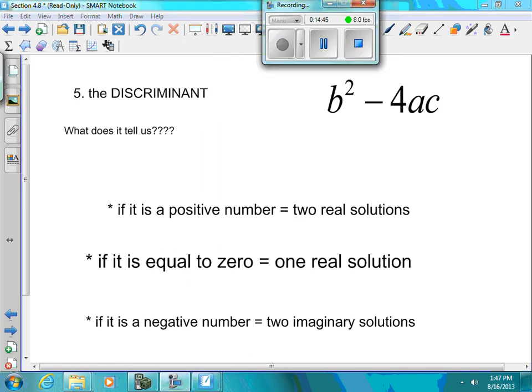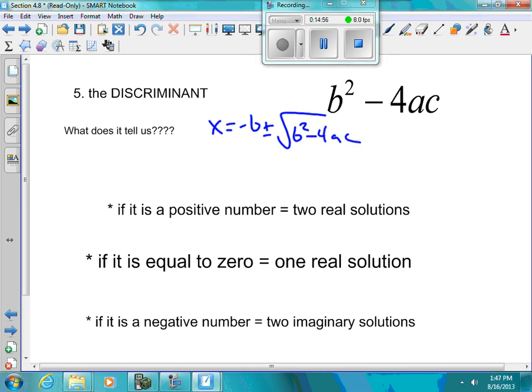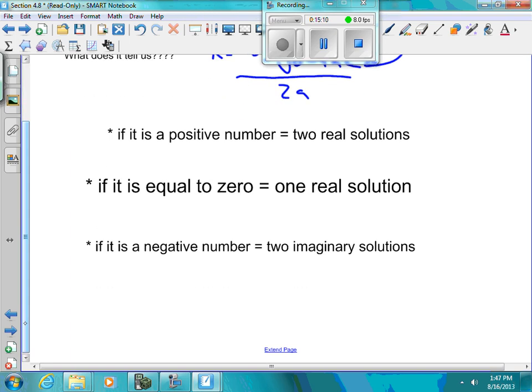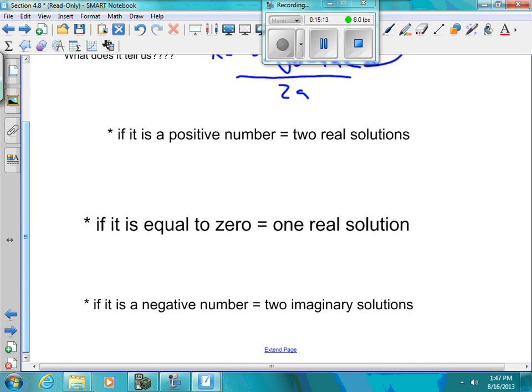So, the discriminant, that's the name for the part underneath the square root. Remember, x equals -b plus or minus square root b squared minus 4ac divided by 2a. That's where this comes from. That's the discriminant. So we have a name for it now. You don't have to call it the part underneath the square root anymore. It is the discriminant.